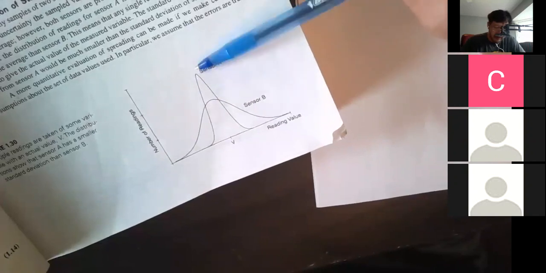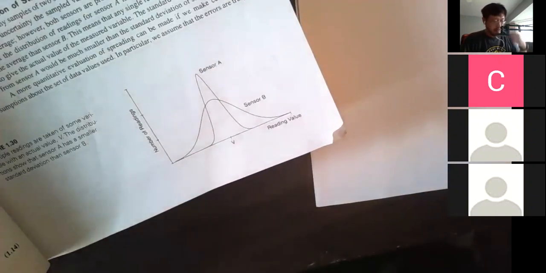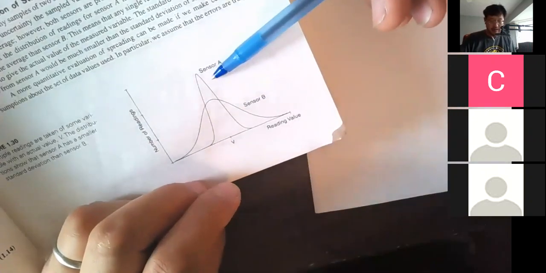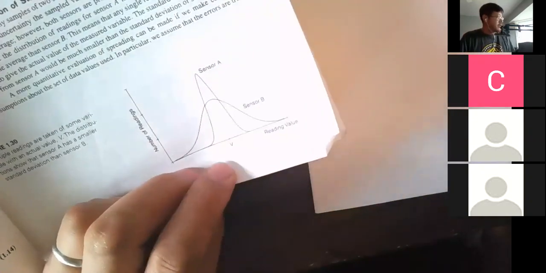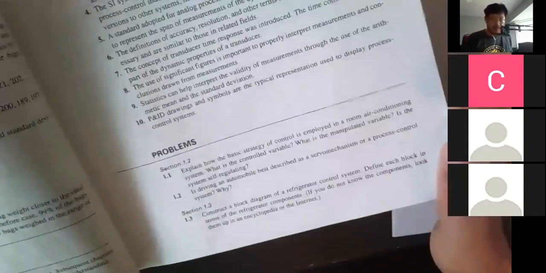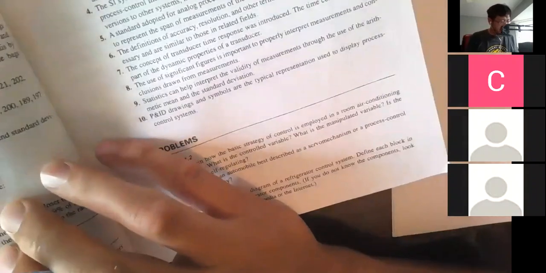If you just look at the average, you cannot separate the two sensors. But if you look at the standard deviation, you realize sensor A is more accurate. Probably it's more expensive also. But if it's the same price, obviously you want to grab sensor A, because it's more accurate and the reading has a much smaller standard deviation.